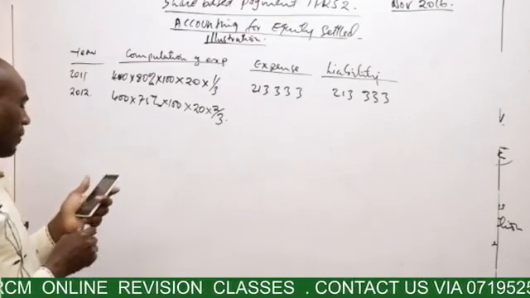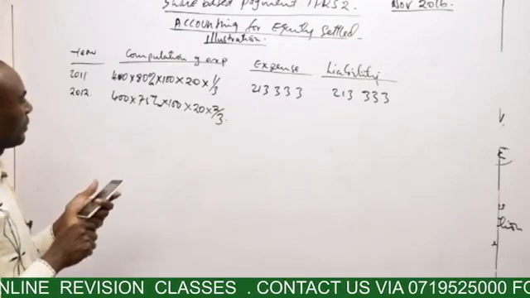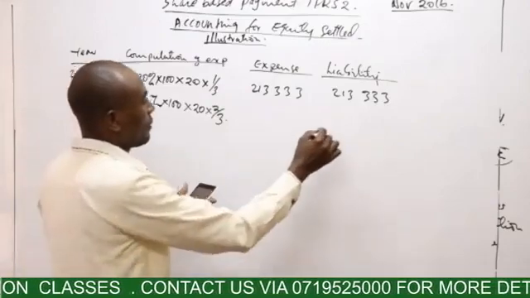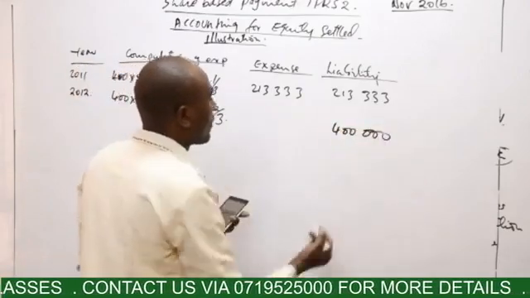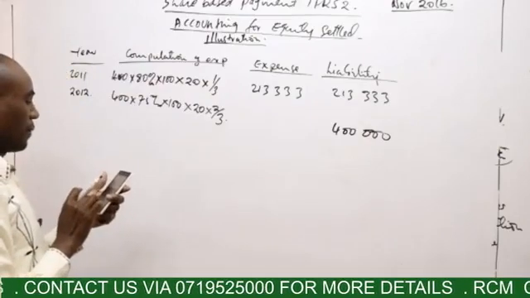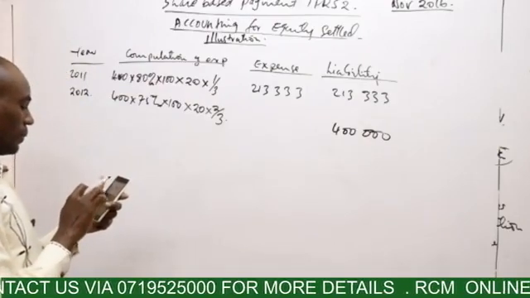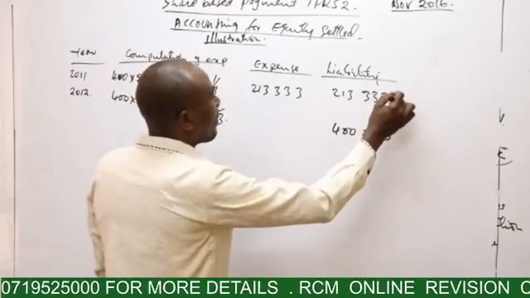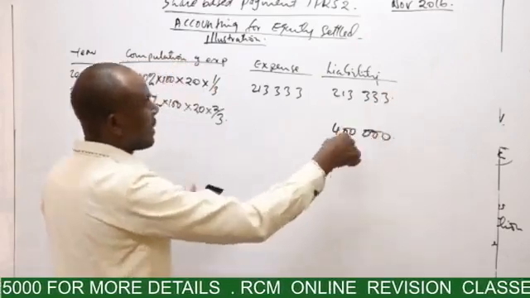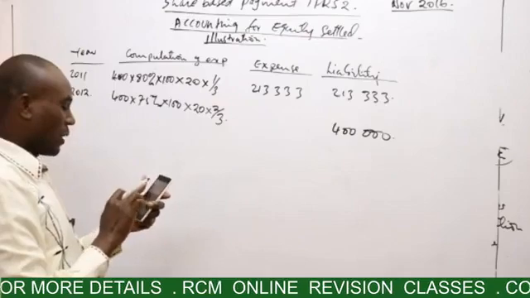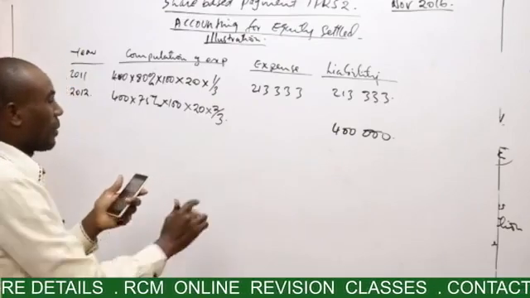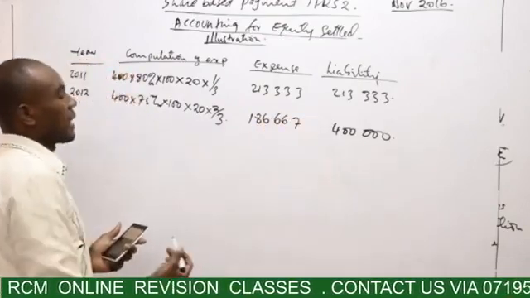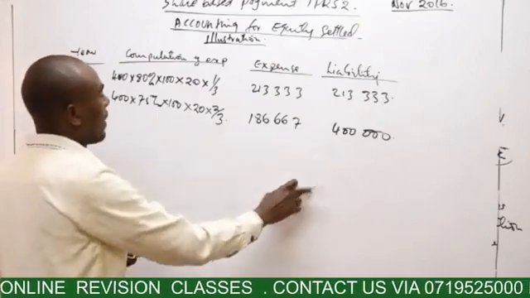I'm getting something like 400. I don't know if I'm correct. If I'm wrong, you correct me. Minus, remember our cumulative liability here was 213, here is 400, it is increasing. Therefore, you subtract 213,333. I'm getting 186,667. My expense now is 186,667.